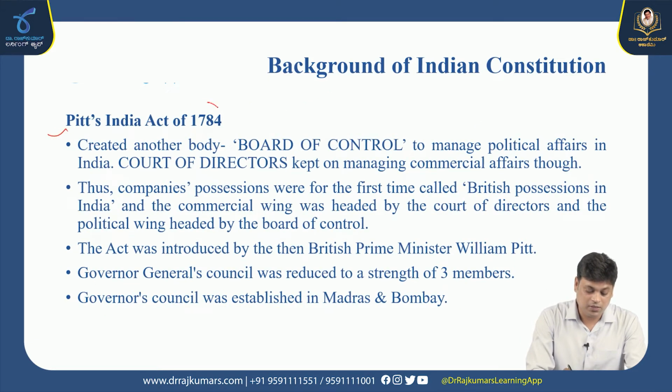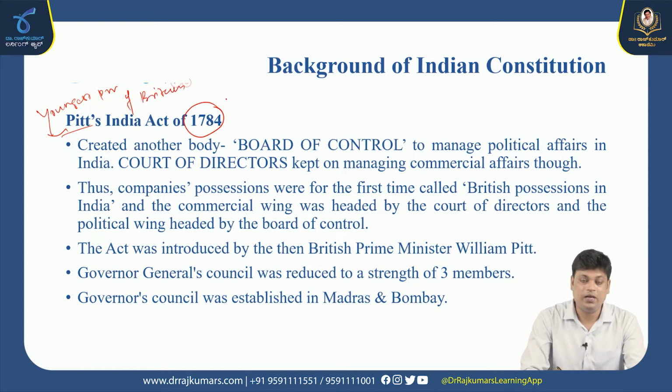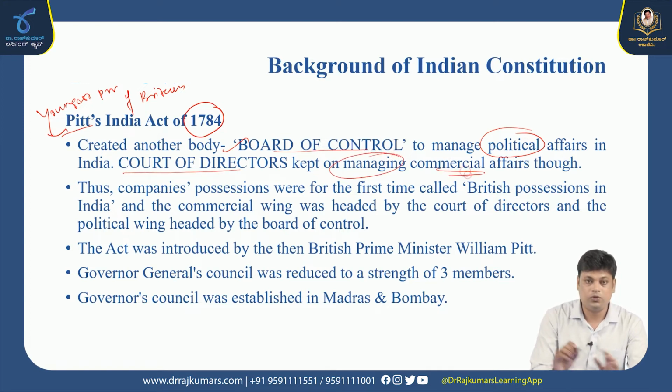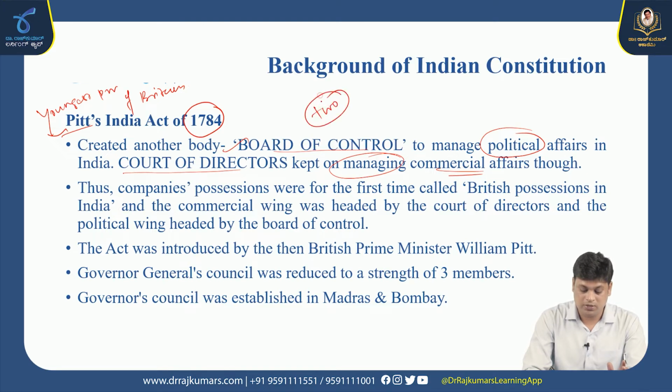Next, Pitt's India Act of 1784. He is the youngest Prime Minister of Britain. Based on his policy, this act was passed in the year 1784 by the British Parliament. They wanted to create a separate body called the Board of Control to manage all the political affairs of the East India Company, and the Court of Directors took up managing the commercial affairs. So 2 bodies came into existence as per Pitt's India Act of 1784. One is to manage the political affairs, which is known as the Board of Control, and the other to manage the commercial affairs, which is known as the Court of Directors.